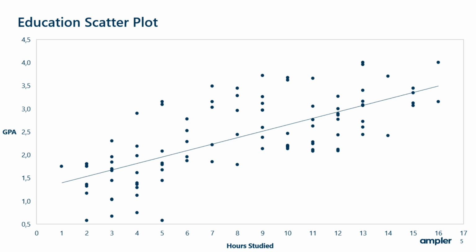Now, let's try to make a scatter plot using Ampler. Make sure to follow the steps as they are similar even if you use an add-on or not. I will go over how to make a scatter plot in PowerPoint and Excel afterwards.